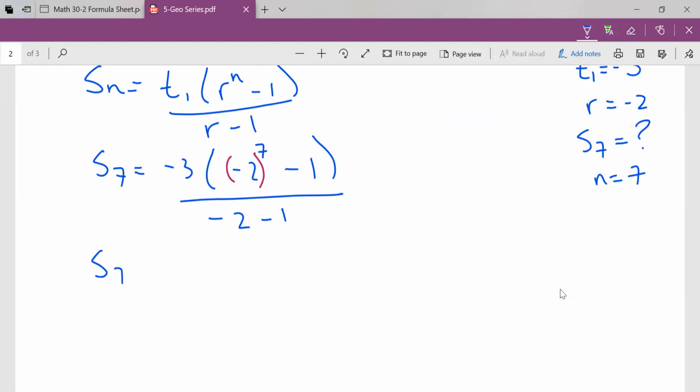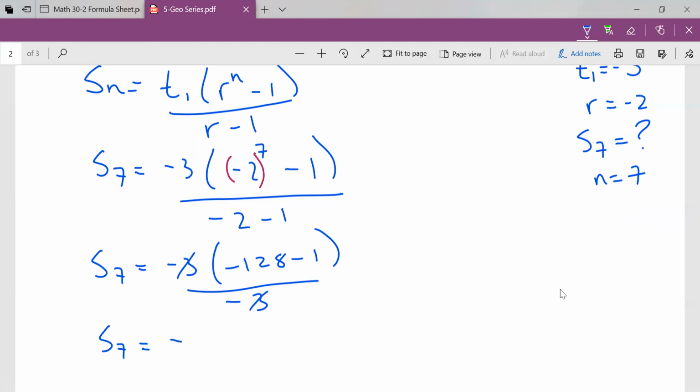And then again, friends, just don't sub everything in your calculator. Try and do a little bit of simplification first. 2 to the 7, what's that? 128. So -128 minus 1, over -3. Oh, that was convenient right there. Do you see the -3's divide out? So the sum of your first 7 terms is -129. So we can have a sum that's a negative.